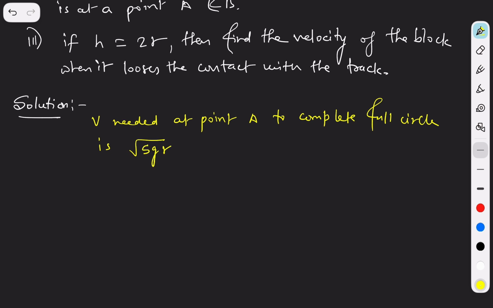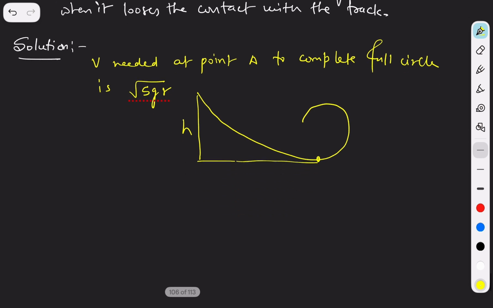So when the block is coming here, it should achieve the velocity of root 5gr. If it happens, then it means our job is done. So guys, to do that, we can use the work energy theorem. Here the work done by external forces is equal to the change in kinetic energy. When the block is coming down, there is the normal force which is acting, and the second is mg.